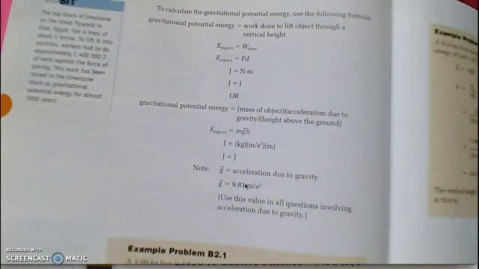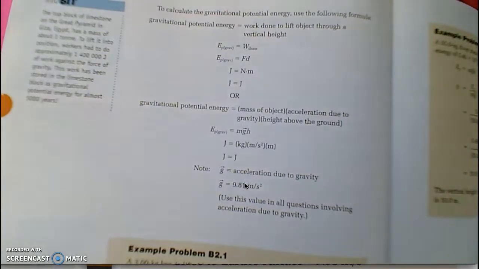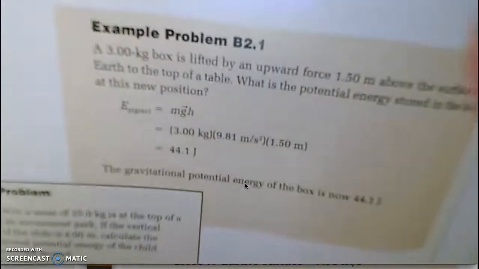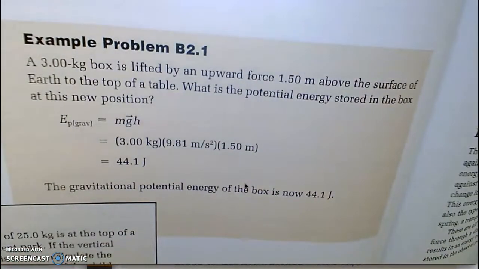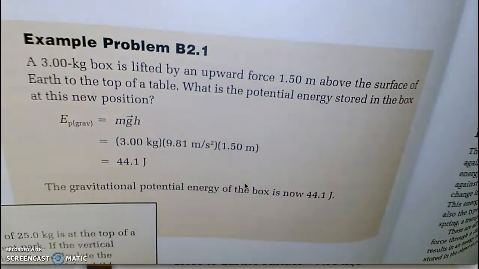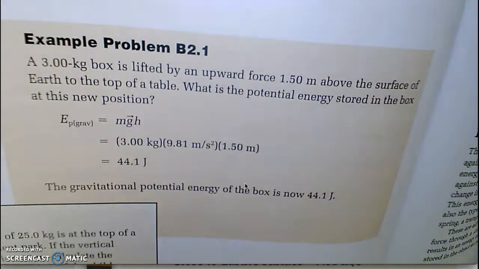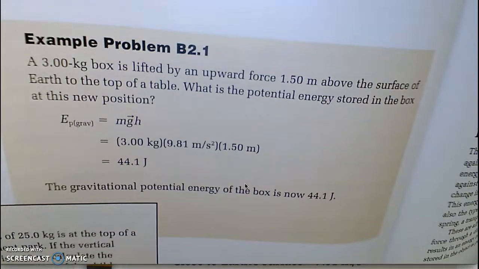So next step, let's do a practice problem. You have one here. A 3 kilogram box is lifted by an upward force 1.5 meters above the surface of the earth to the top of a table, like a box of textbooks, I guess. What is the potential energy stored in the box at this new position? Some people are just going to say, I'm going to do that in my head, 3 times 1.5. But you also need the gravity part. You need the 9.81.